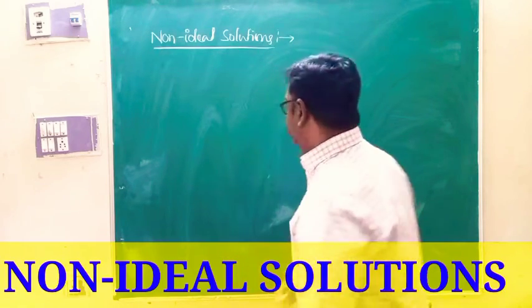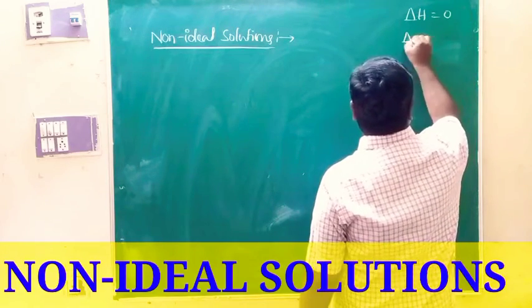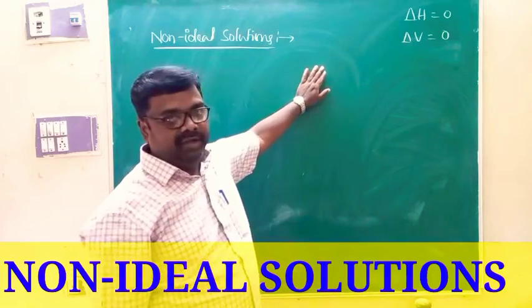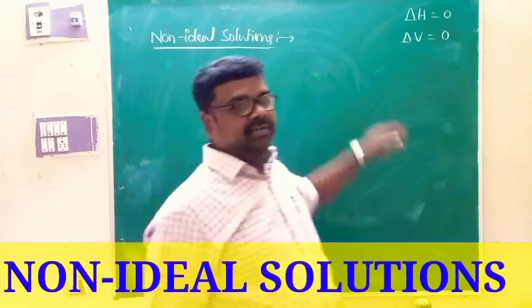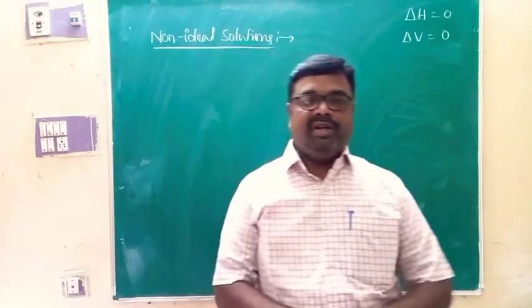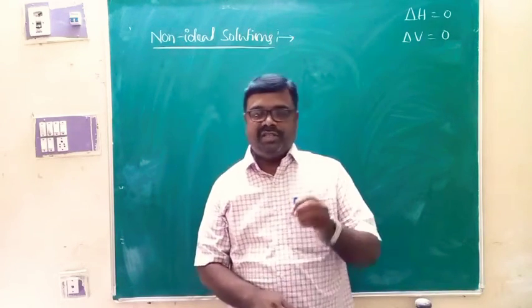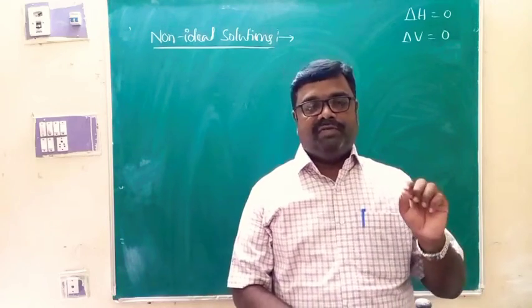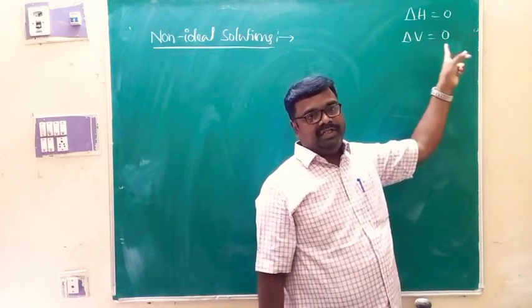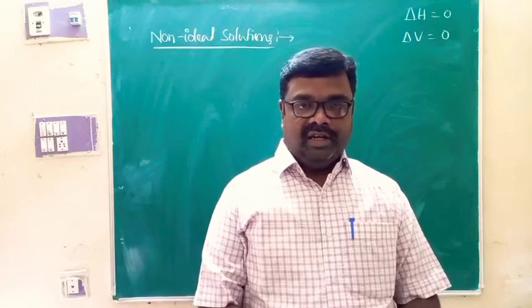And of course, in the case of ideal solutions, we said delta H of mixing is equal to 0, delta V of mixing is equal to 0. At the same time, in the case of ideal solutions, the AA or BB interactions among the molecules of pure components will be equal to the AB interactions among the molecules of the solution, and that is the main property of the ideal solution. Because of that, delta H of mixing is equal to 0, delta V of mixing is equal to 0, and thereby they follow Raoult's law, of course, for liquid solutions.